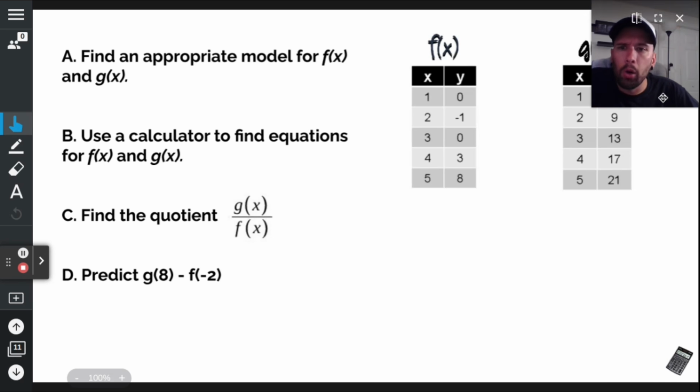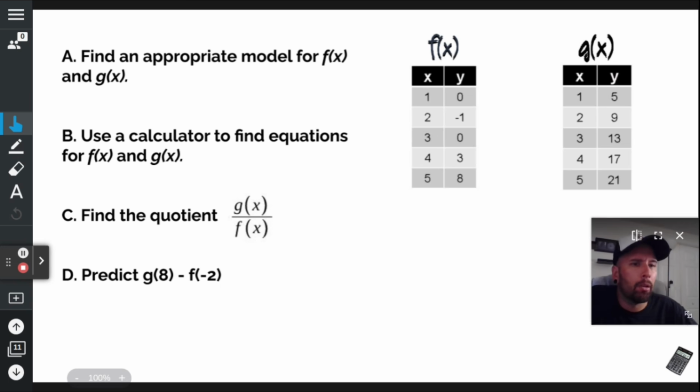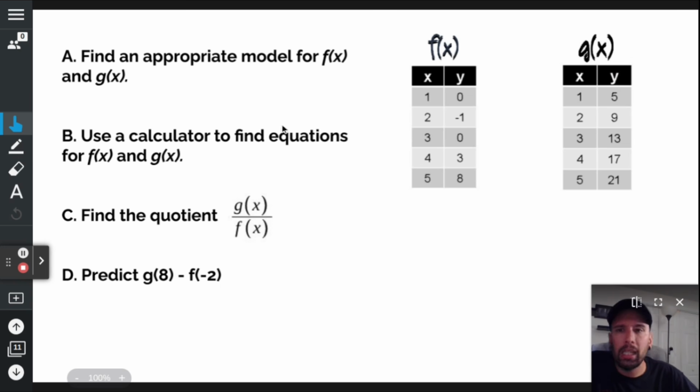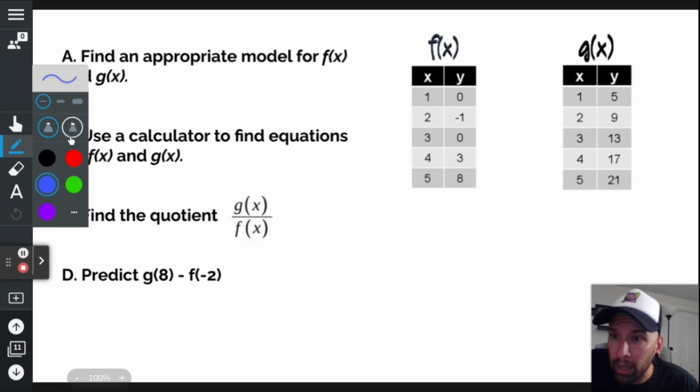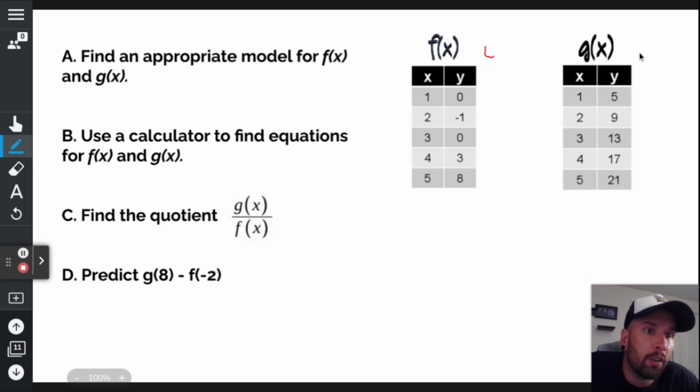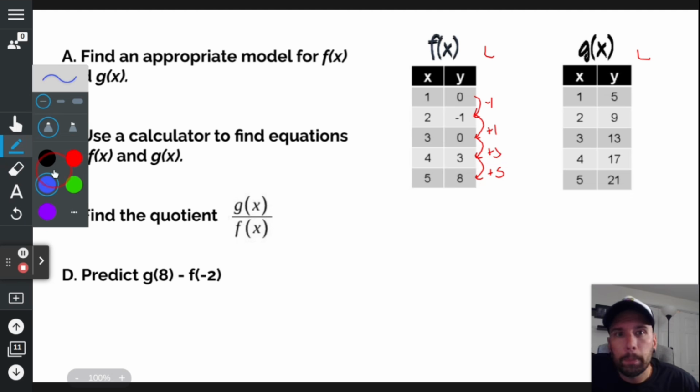All right, now we're only using a graphing calculator, I believe, for just B. Right now, for A, we are finding an appropriate model for f of x and g of x. So we're going to look at each of these and see if it's linear, see if it's quadratic, see if it's cubic, whatever. F of x, I seem to go down by 1, go up by 1, so it's not linear, go up by 3, go up by 5. So it's not linear. Let's test to see if it's quadratic.